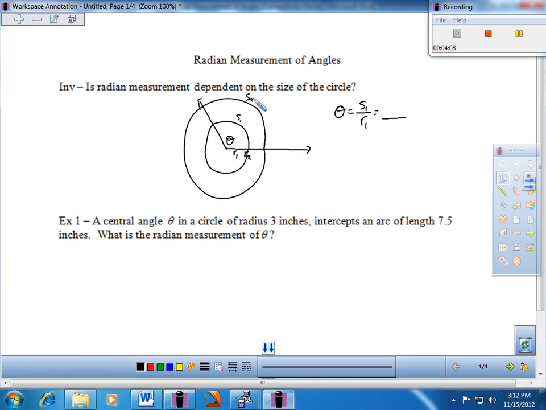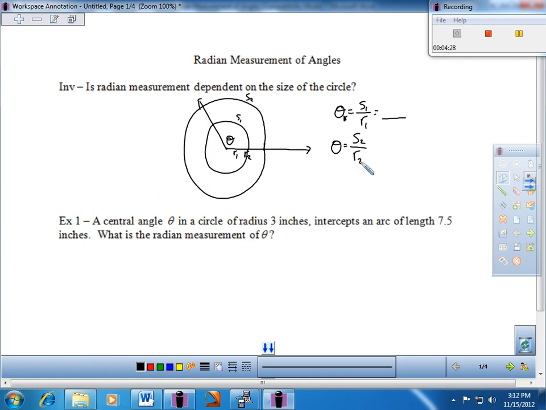And, of course, what I'm going to ask you to do is measure your angle using those two quantities. So I'm going to come over here. In fact, I'm going to do this as theta. And then S2 over R2.